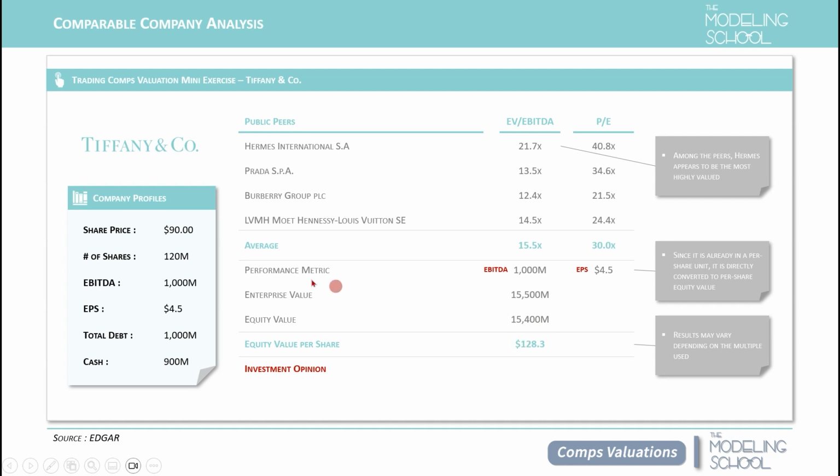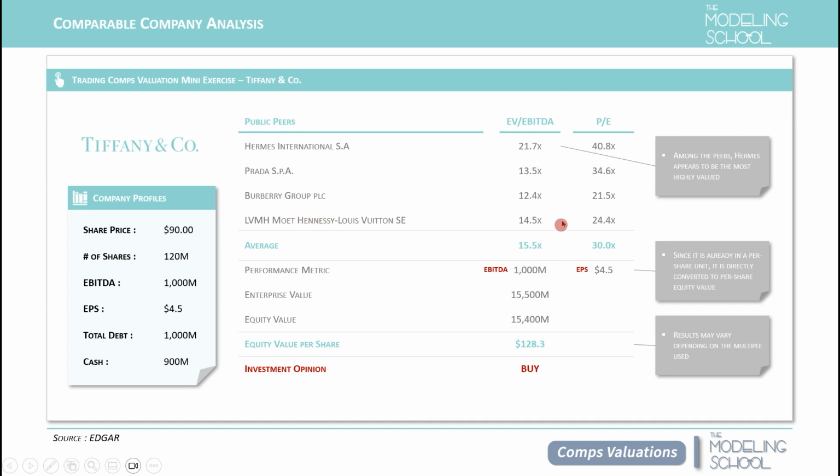And we can see that the current share price is $90. So what does that mean? Well, it means that we should definitely buy the stock. The fair value is 128, the current share price is 90. We're saying that it's definitely undervalued.